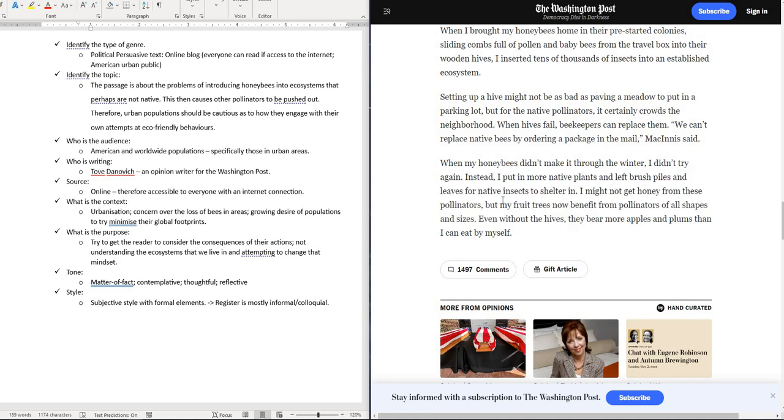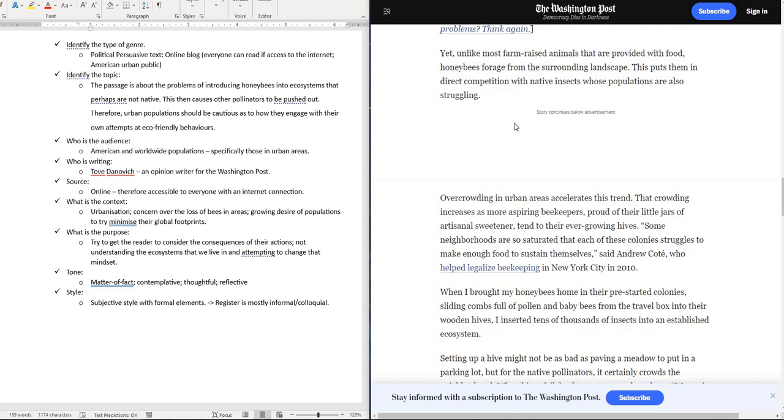So that basically is a summary. And notice how I pulled out pieces of content. And those are the kinds of phrases and words I'm going to use as I analyze this passage, right? But that's my context, and that's my purpose.